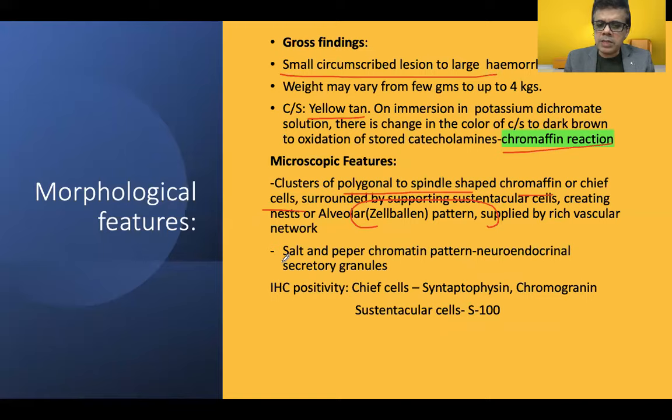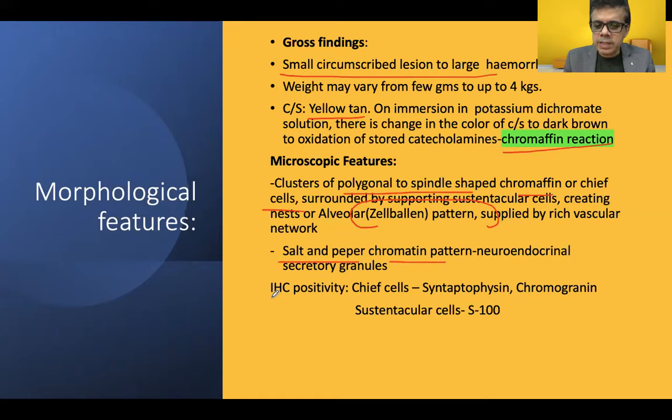And these chief cells, or chromaffin cells, have a salt-and-pepper granular chromatin pattern, and they have neuroendocrine secretory granules, which is again confirmed by electron microscopy.